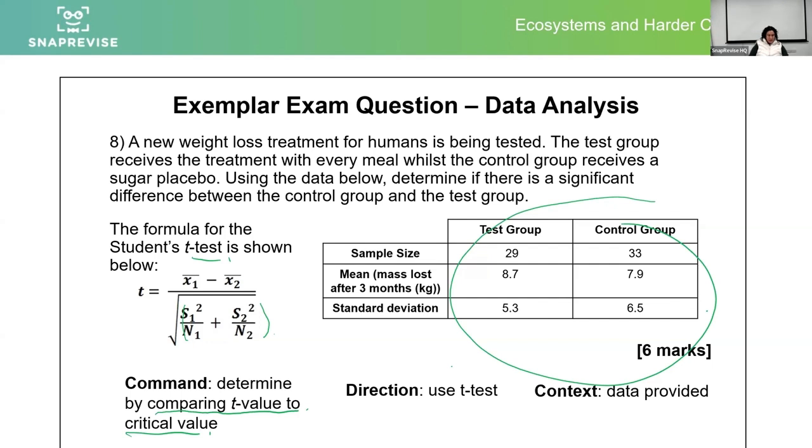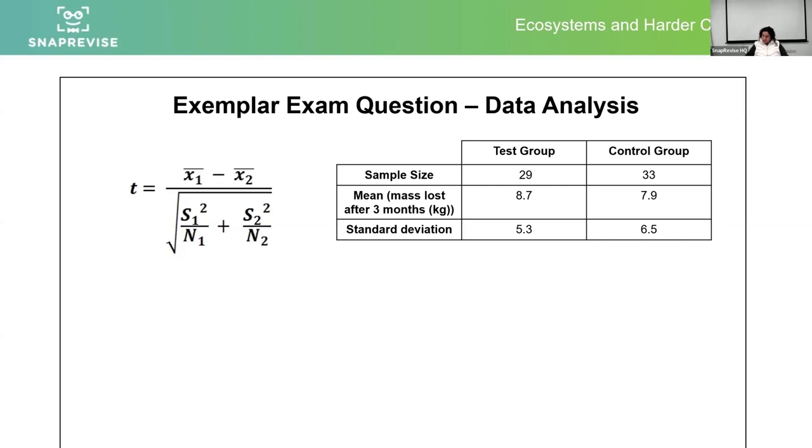So let's plug in those numbers. The x's are this column here, the mean. So t equals, let me make it a bit bigger here so you can see it, 8.7 minus 7.9 over.